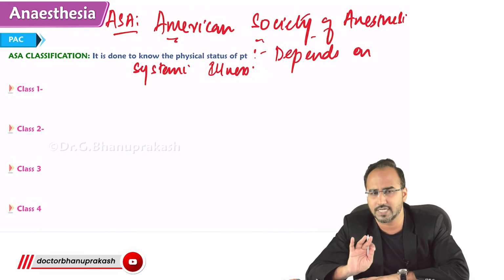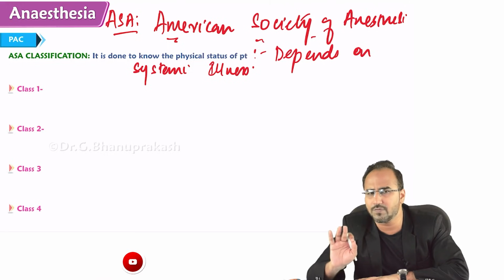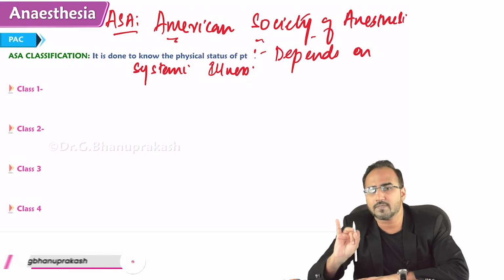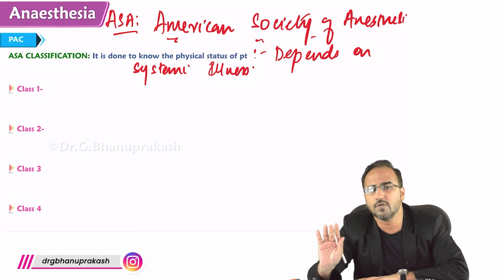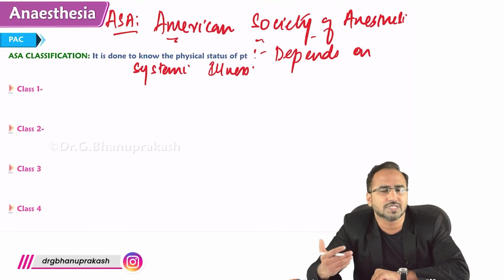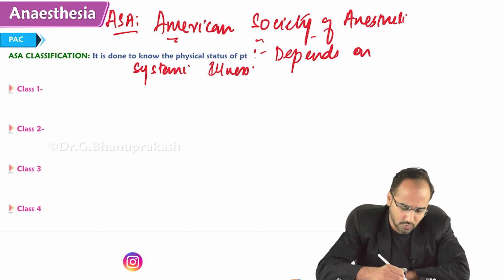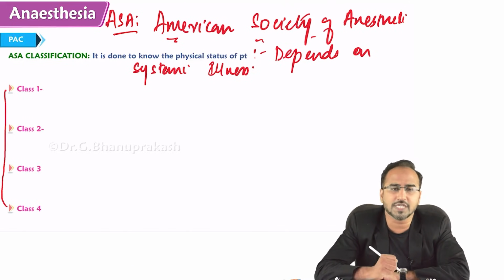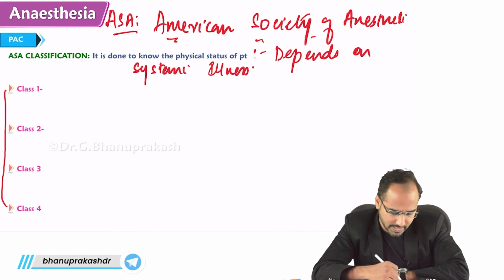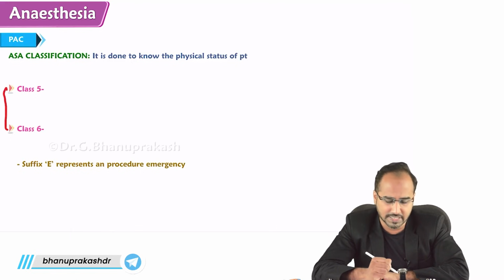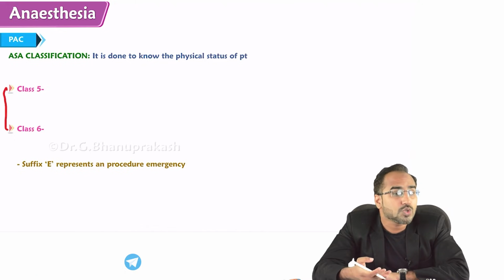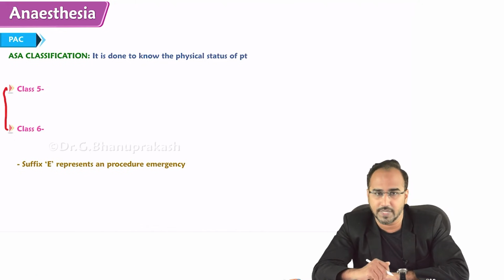There will be 6 classes, guys. In ASA, there will be 6 classes of patients. I'll give you the examples. There are 6 ASA classes: ASA 1, 2, 3, 4, 5, 6. The first 4 ASA classes, these patients will come to your clinic for PAC. The last 2, class 5 and class 6, are usually the sick patients in the ICU. You have to go to the patient and then do the PAC.